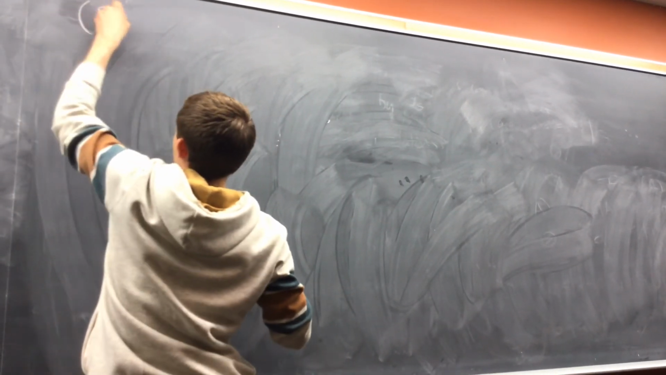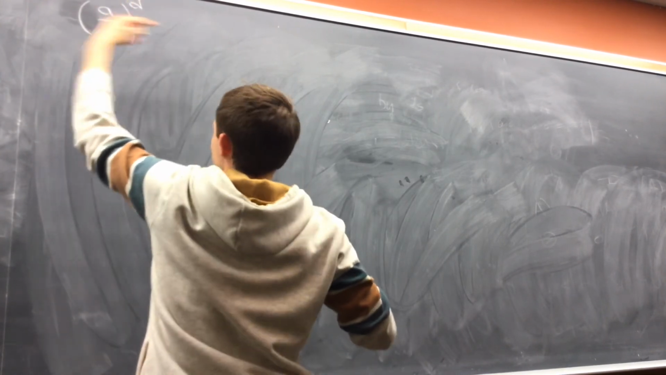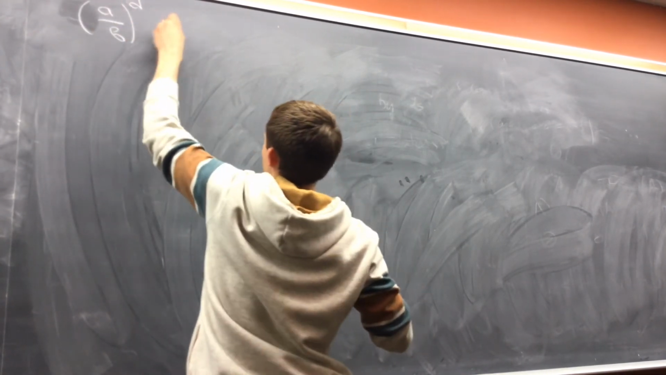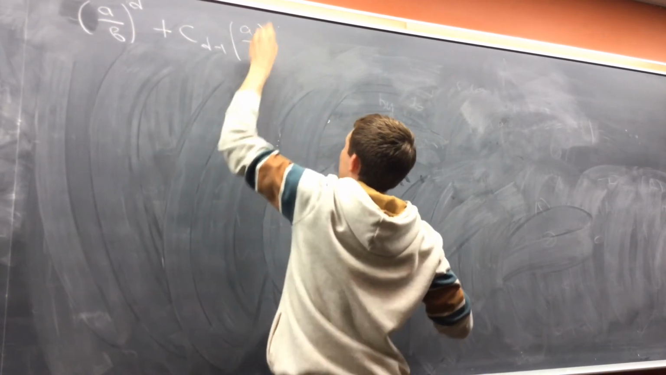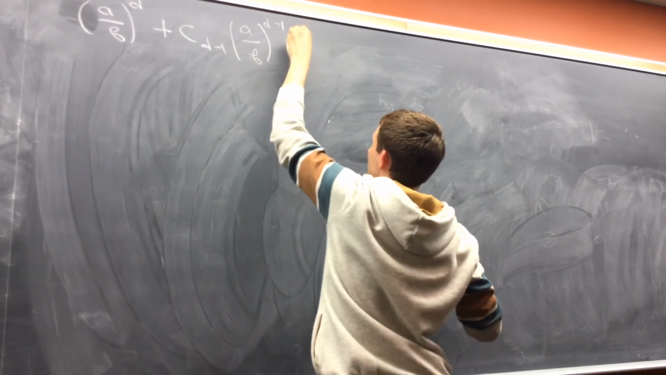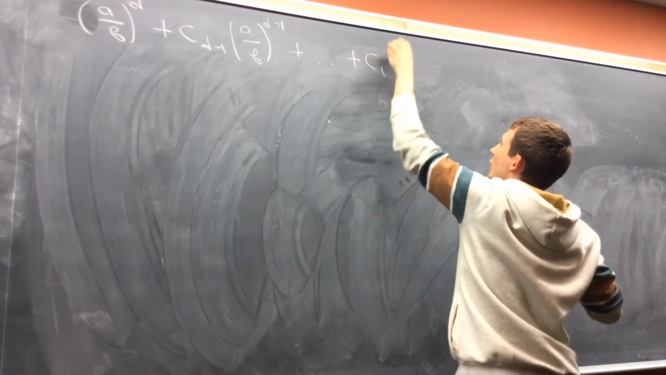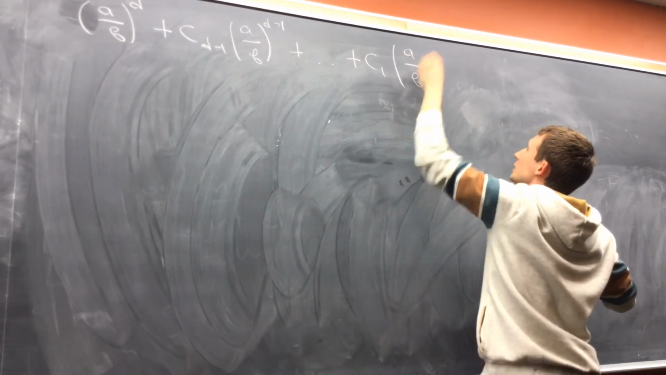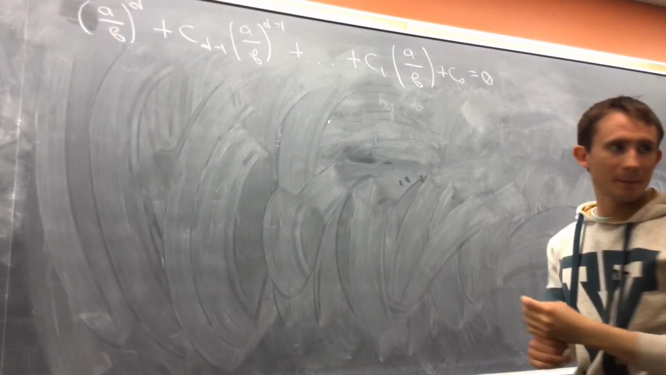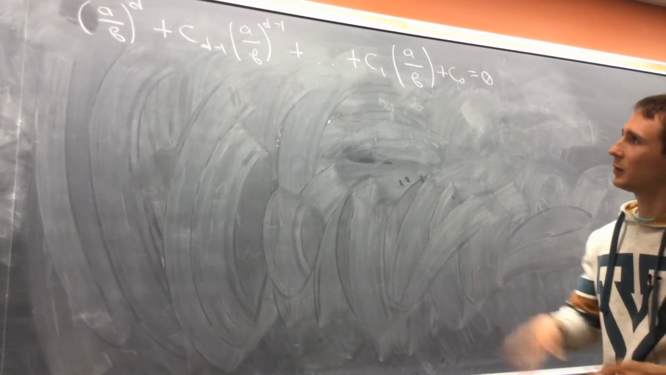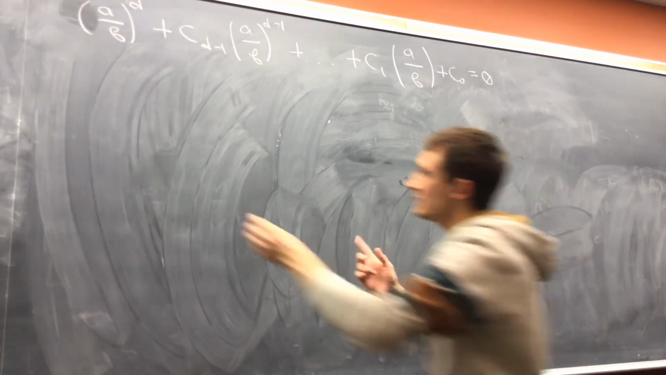So what do we have? We have (a/b)^d. So here I'm writing f(x), essentially evaluated at a/b, plus c_{d-1} times (a/b)^{d-1}, and so on, plus c_1 a/b plus c_0 equals 0, right? So a/b is a root of this polynomial, multiplied by b^d.